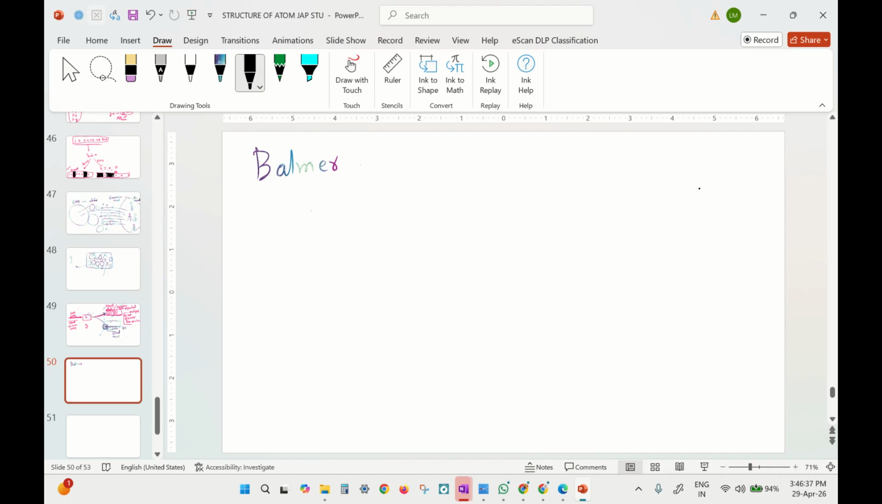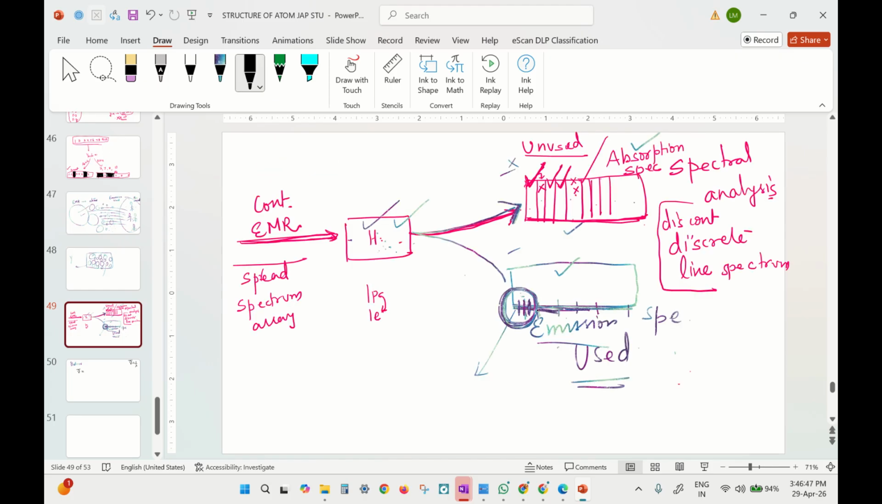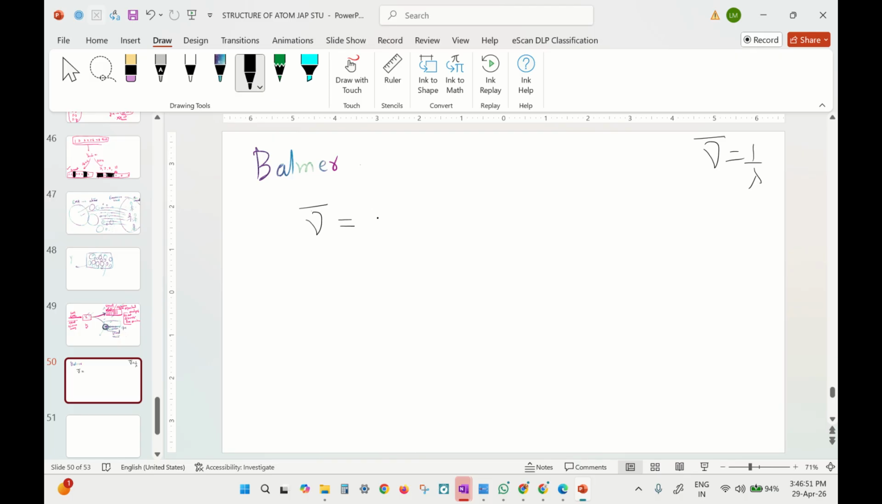1 by lambda. Very good. So the wave number of the radiations belonging to one section of the emission spectrum could be mathematically represented by saying it is 109677 into 1 by 2 square minus 1 by n square centimeter inverse. What is the meaning of that?